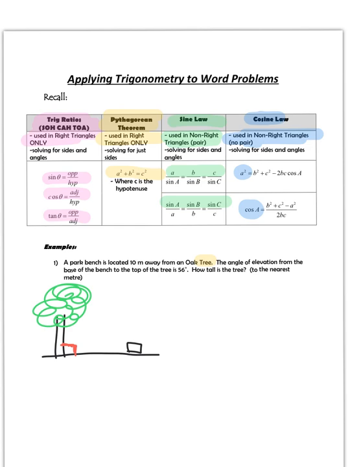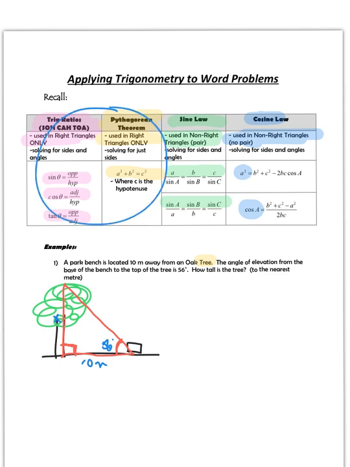So it's asking for the angle of elevation from the base of the bench to the top of the tree. So here's my angle that it's creating here. And we're looking for the angle of elevation, so we know that goes from the horizontal up to the top. So let's label some things. We have a bench that is 10 meters away. We are looking for how tall is the tree, so that's x over here, and we know the angle in here is 56 degrees.